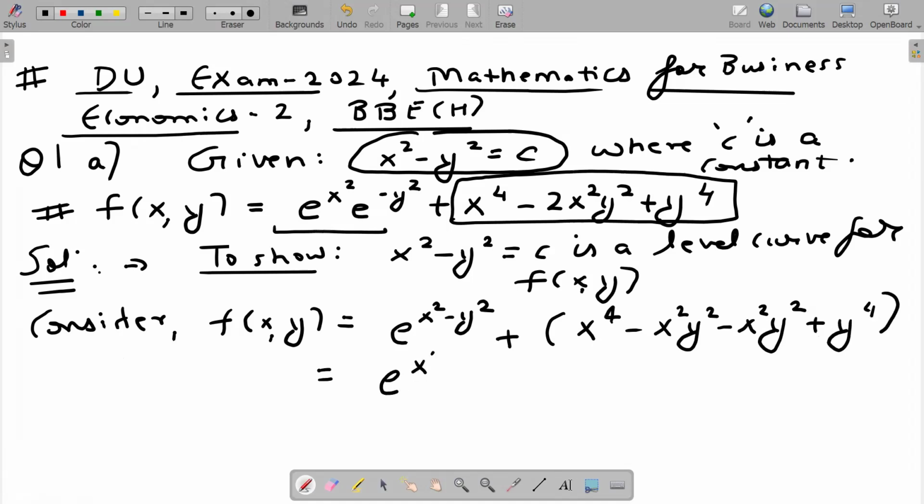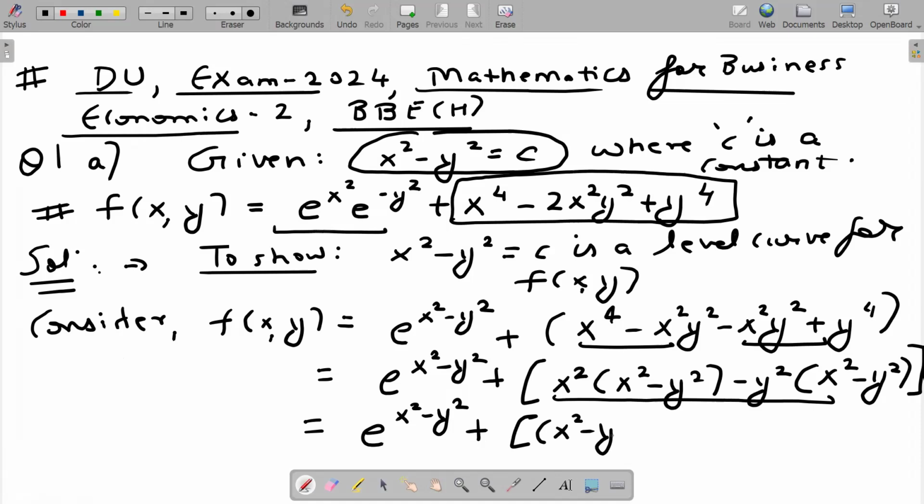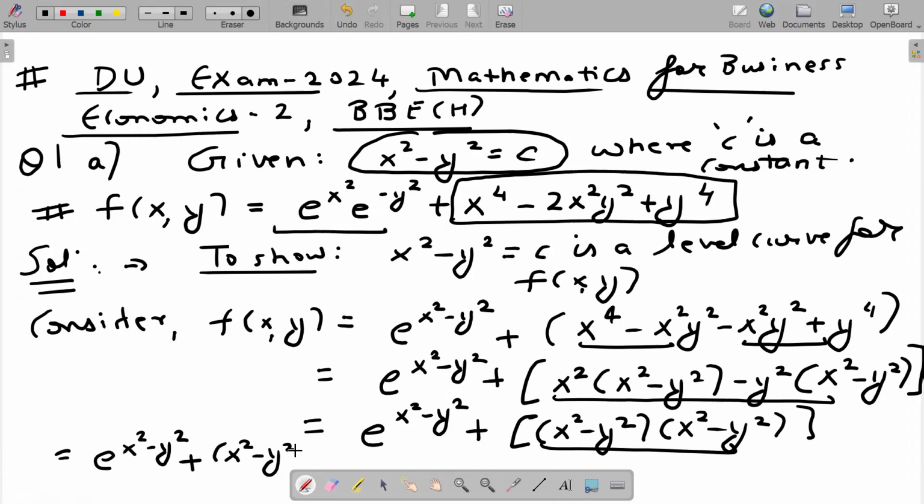This I can further write as e to the power x square minus y square plus, within the first term, I can take x square common. Inside the bracket, I get x square minus y square. Within the second term, I can take minus y square common. Inside the bracket, I get x square minus y square. So this I can write as e to the power x square minus y square plus this I can factorize and I can write it as x square minus y square times x square minus y square, which finally comes out as e to the power x square minus y square plus this I can write as x square minus y square whole square.